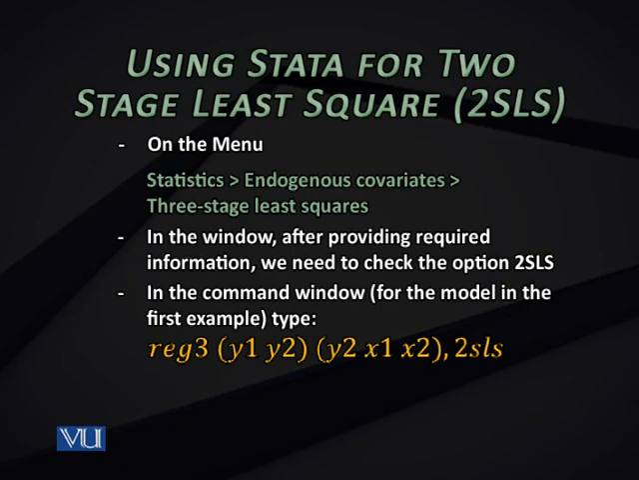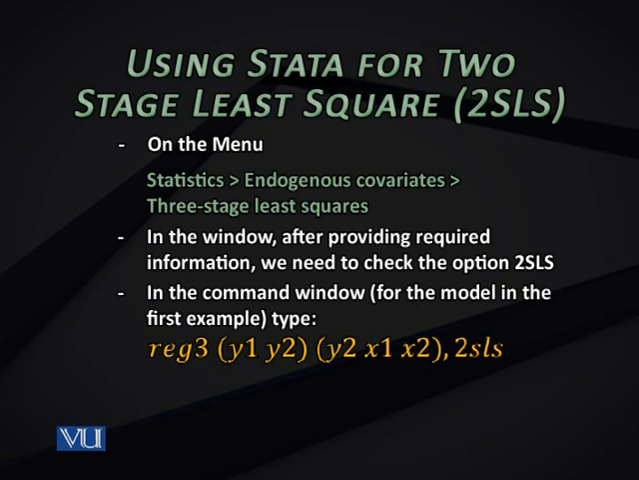You don't have an equal sign, but the reg3 shows that you are going to use the command reg3. In the first parenthesis, you have y1, y2. This means the first variable is the dependent variable and the second variable is the independent variable. Remember your first equation in the first example, you had y1 as a function of y2. So this is the first original structural equation.